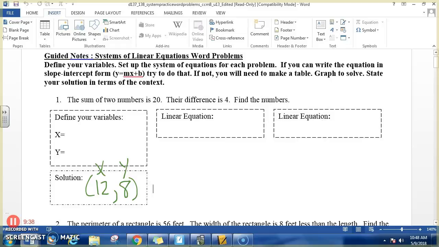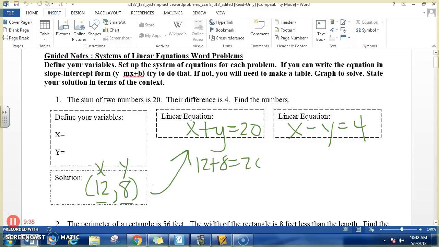Okay, so what that means is that these are the two numbers that work for our two equations. So if we go back to our two equations, the first one was x plus y equals 20, and the other one was x minus y equals 4. Okay, so let's go up here and make sure those work. Is 12 plus 8 equal to 20? Well, yes it is. So we know that answer is the solution to that first equation, but in order for it to be an answer to both of them, we've got to double check and make sure it works for the other one as well.